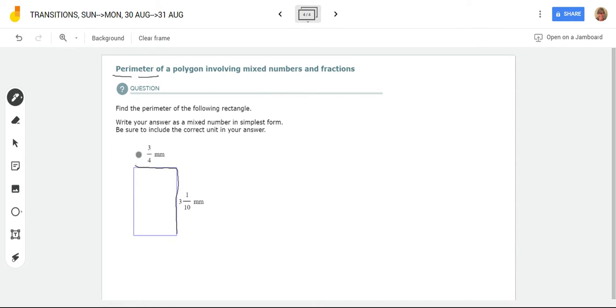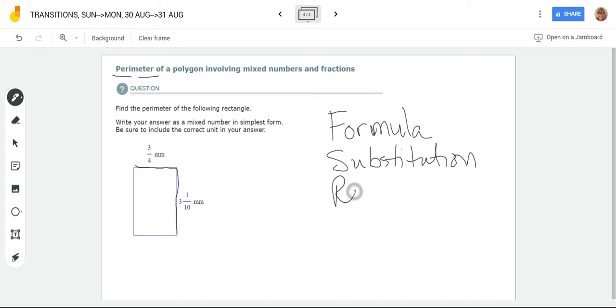Now, I'm going to show you something that I'm going to use in the next video quite a bit, and that is this. I'm going to ask you to do this a lot with area, perimeter, volume. You write formula, then you substitute the values of the formula, and then you find out what the answer is. Okay, I call it formula, substitution, resolution.